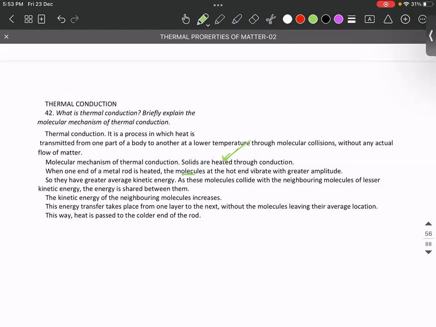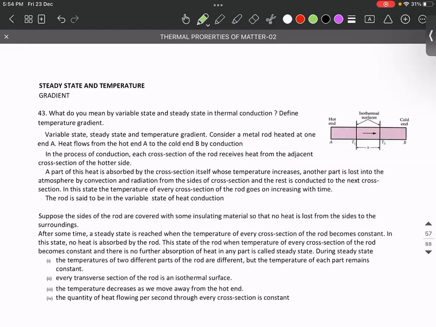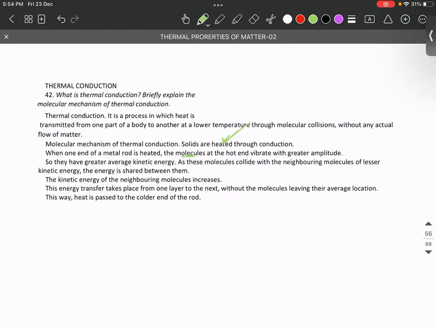So what will they do to the neighboring particles? They will undergo a collision. Due to collision, what will happen? Energy transfer will take place. As a result of which, energy is transmitted from one place to another without the actual movement of particles. So after the particle has undergone collision, it will come back to its mean position, and again the energy is going to get transmitted. Right? So this is the way where we transmit energy through solids from one point to another.